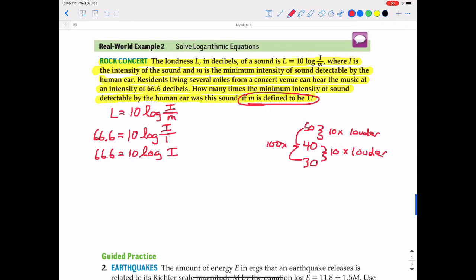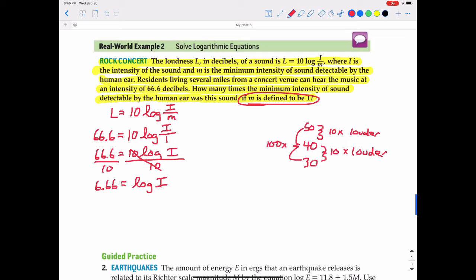Since we're trying to solve for I, and I is in the logarithm, we're going to get the logarithm by itself. I have 10 times the logarithm of I, and I can eliminate the 10 by dividing by 10 on both sides. So it'll cancel those out. 66.6 divided by 10 is 6.66, which equals log of I.